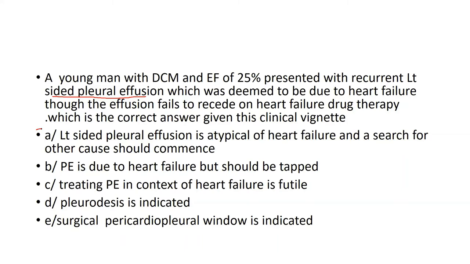Okay. Heart failure is associated most commonly with right pleural effusion. With right pleural effusion. Okay. So you are going with B.